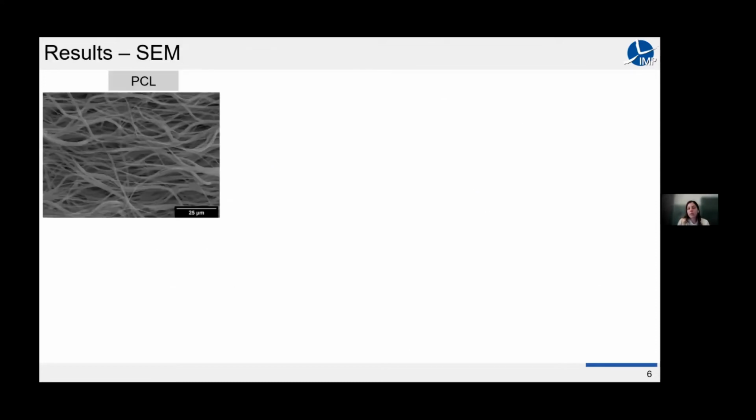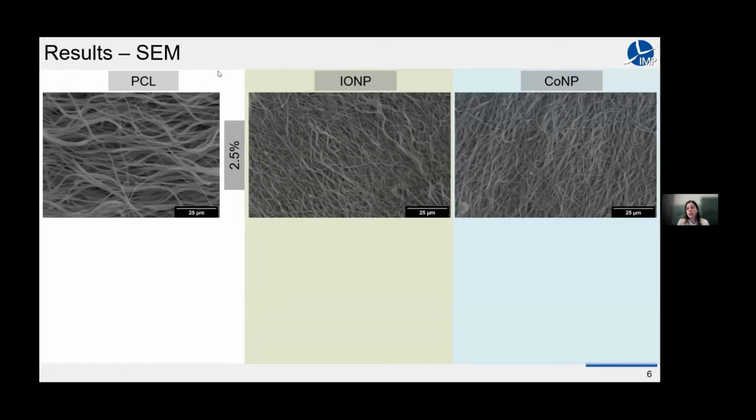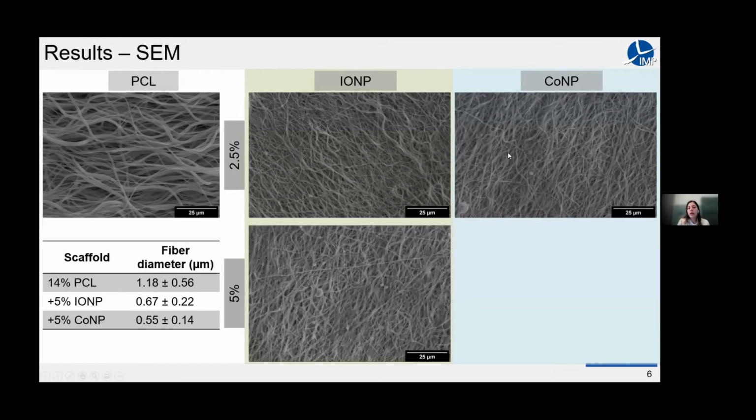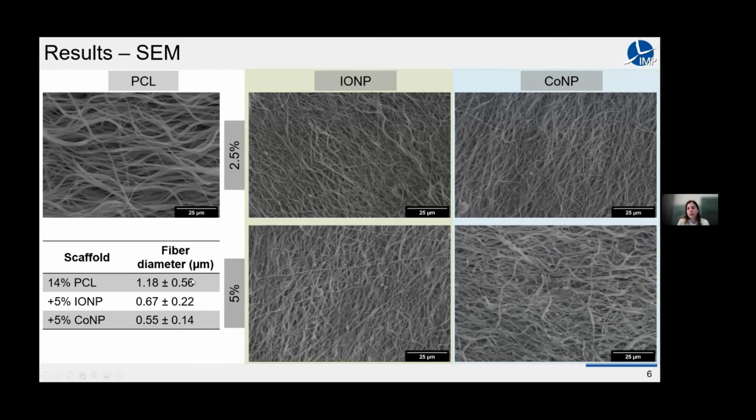In relation to the morphology, here is a reference sample, polycaprolactone. Here we have the morphology of the scaffolds with the different magnetic nanoparticle concentrations. We found that as we increase the nanoparticles, we have thinner fibers. Polycaprolactone was 1.2, 1.1 micrometers, and the fibers in the scaffolds with nanoparticles were around 500 nanometers in diameter. And here we can see a big image of how the fibers look and the particles inside. Of course, we still have some agglomerates there.